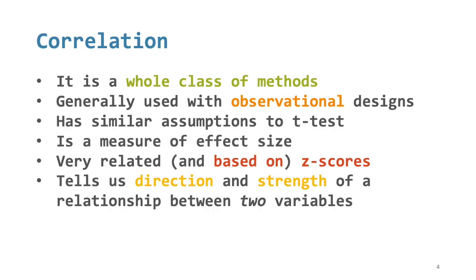When you hear the word correlation, it's used a lot in regular terms around the world. In stats, it's talking about a whole class of methods that generally you're using with observational data. It has similar assumptions to a t-test, and it's also a measure of effect size. So it'll tell us the direction and the strength of a relationship between two variables. What's cool is that it's very related and actually based on z-scores. So everything we learned about z-scores is still going to be relevant here.